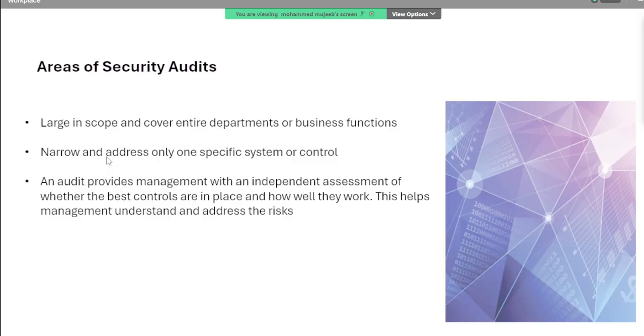And audits can be narrow and address only specific product systems. For example, in large-scale companies there are hundreds of products, so you cannot audit all hundreds of products at the same time, right? So you prioritize the products. Most of the time they look at the revenue of the products. If one product is making $500 million, you will audit that more than another product that is making maybe $1 million. So based on your priorities, you will do the audits.